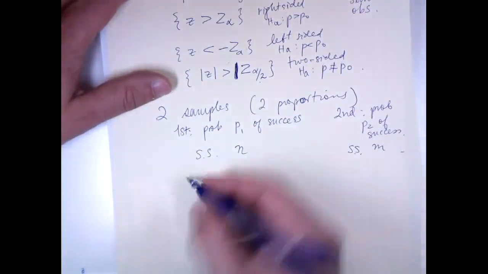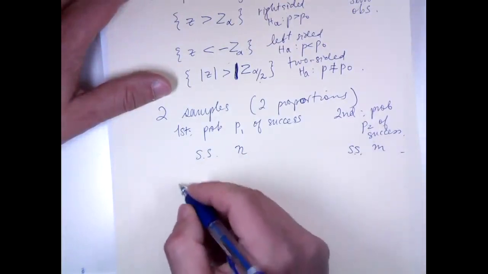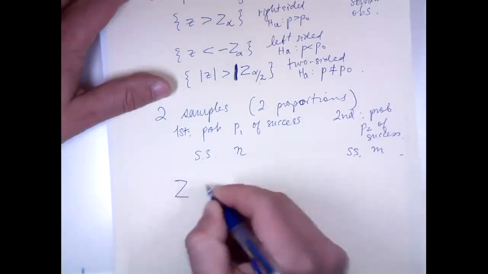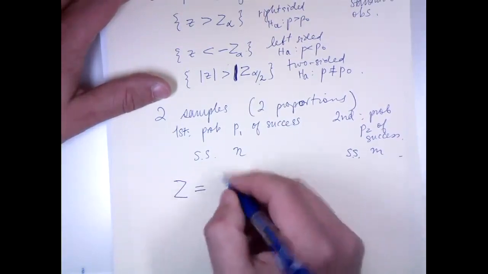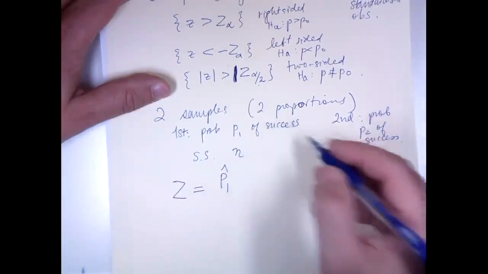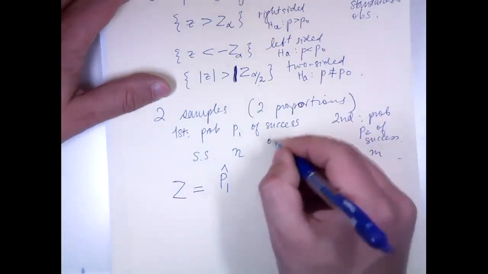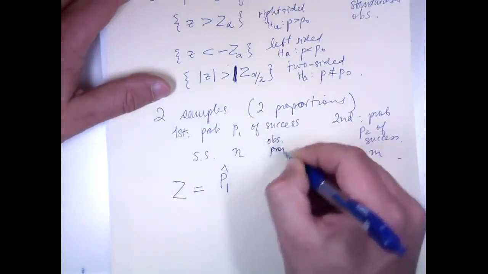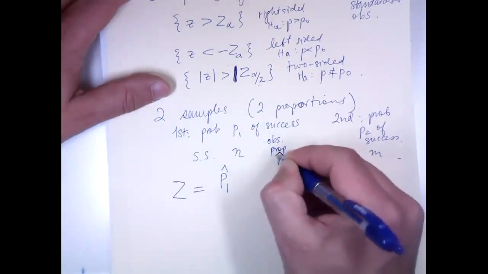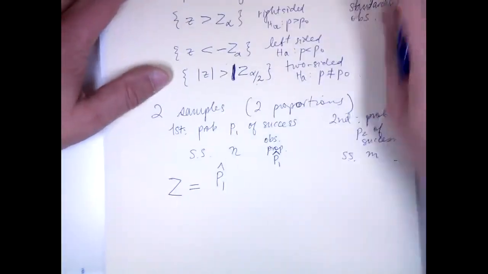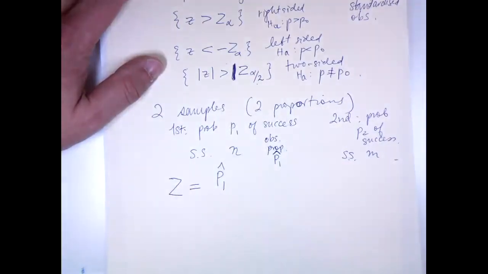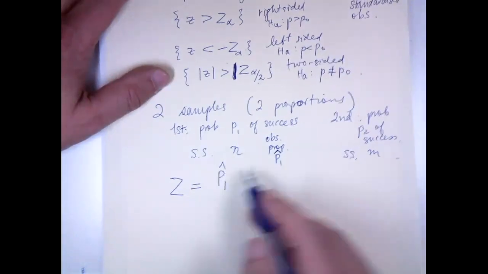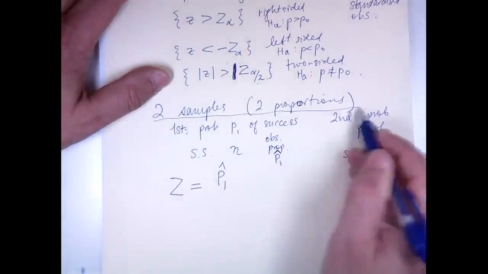Sample size m, and the relevant statistic, we'll call it Z, which is only approximately normal. The observed proportion is p1 hat. I had k before, but I'm not going to use k again because we'll never be doing an exact binomial test for two proportions. The reason is that even under the null hypothesis, you don't know what binomial it is. So we only ever do approximate tests in the two-sample case.